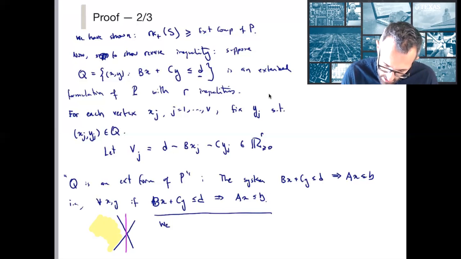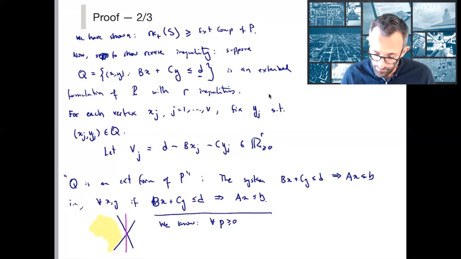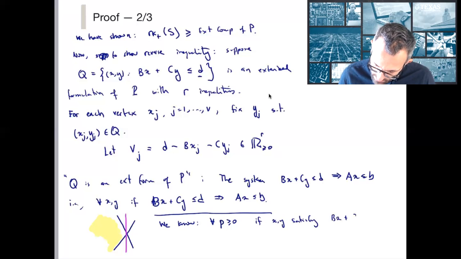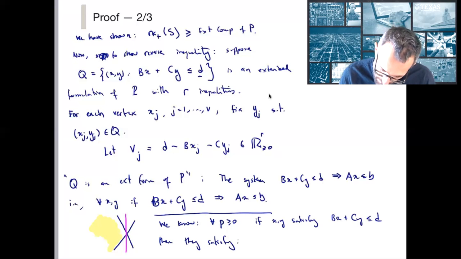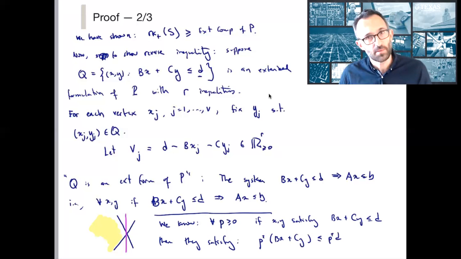So obviously, for any vector p, little p, that's non-negative, if x, y satisfy Bx plus Cy less than D, then they satisfy P transpose (Bx plus Cy) less than P transpose D, because P is non-negative, and so I'm just adding inequalities.